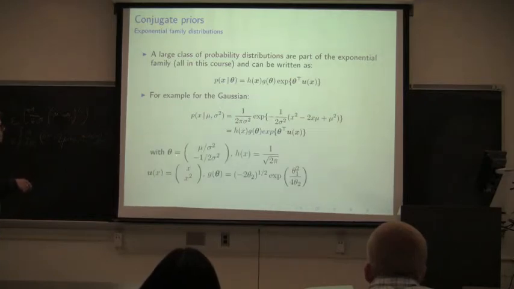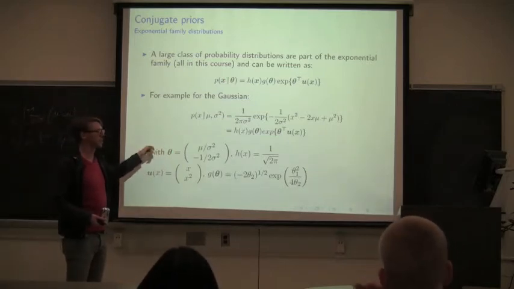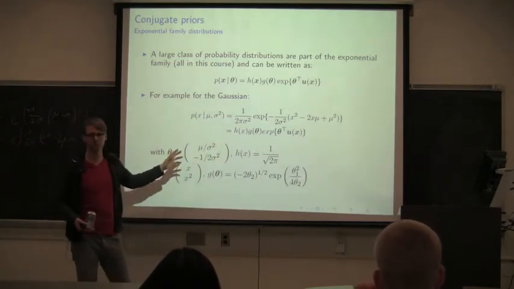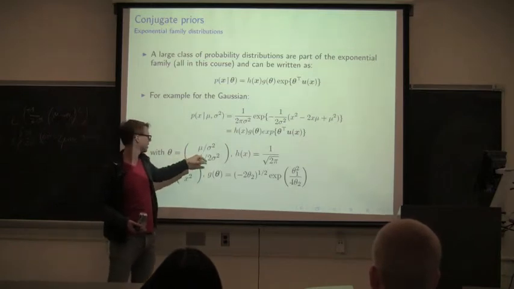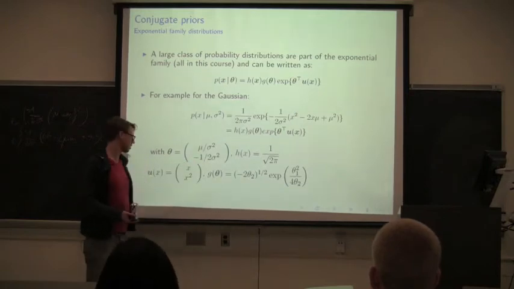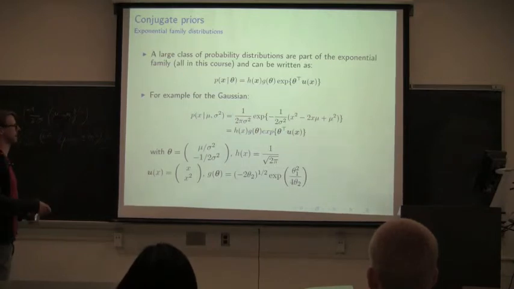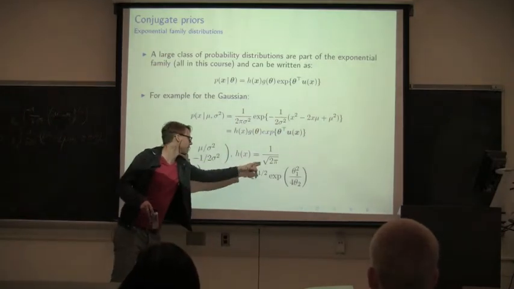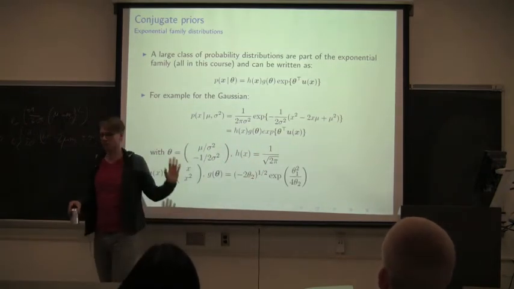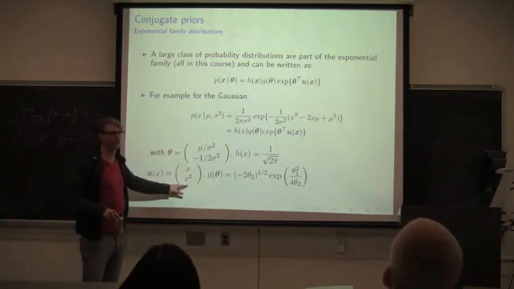And if you rewrite the Gaussian, the number of parameters will be the same as before. It's just some change of variables. So if we write down theta equals mu over the variance, mean over the variance, and minus 1 over 2 times the variance, and find some function h of x. See that h of x doesn't even depend on x. A function u of x, which is x and x squared.